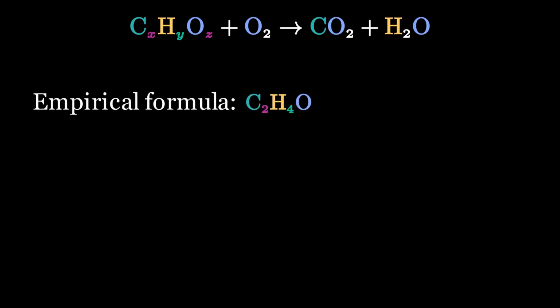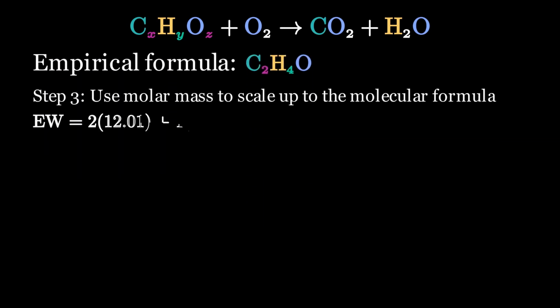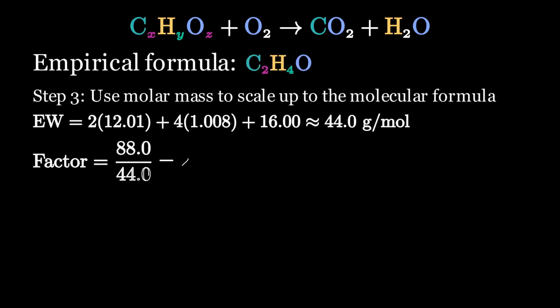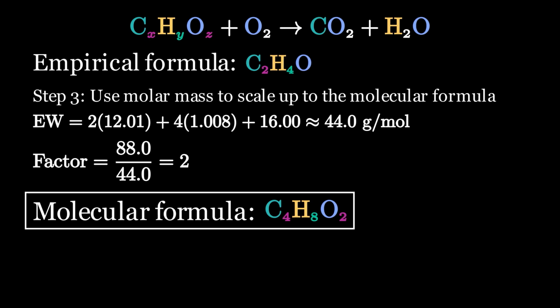Next, we use molar mass to scale up from empirical to molecular. The empirical formula mass is 44 grams per mole. The molar mass given is 88 grams per mole. 88 is 2 times 44, so we multiply the subscripts by 2. That gives the molecular formula, carbon 4, hydrogen 8, oxygen 2.